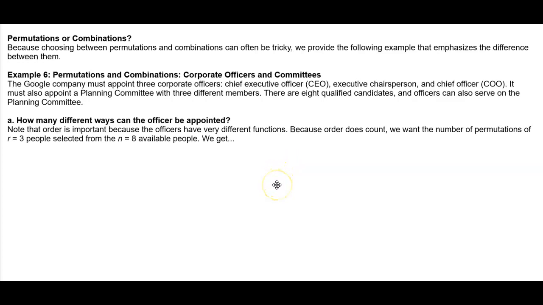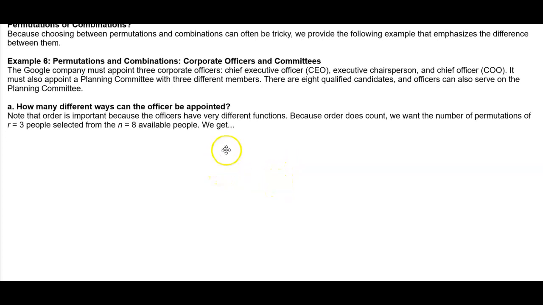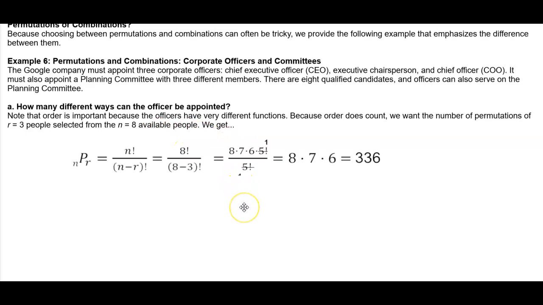Okay, so note that order is important because the officers have very different functions. Because order does count, we want the number of permutations of r, which is equal to 3 people being selected from n, which is equal to 8 available people. So we get the following. We know that n is equal to 8, so we're going to plug in n to be 8 into our formula. And we know that r is going to equal 3, so we're plugging in r to be 3.